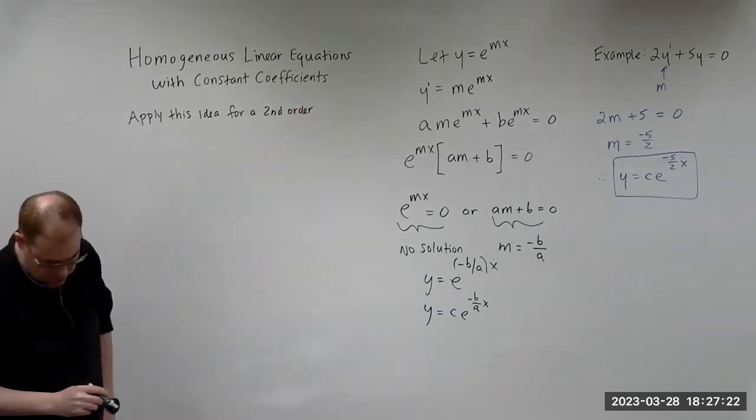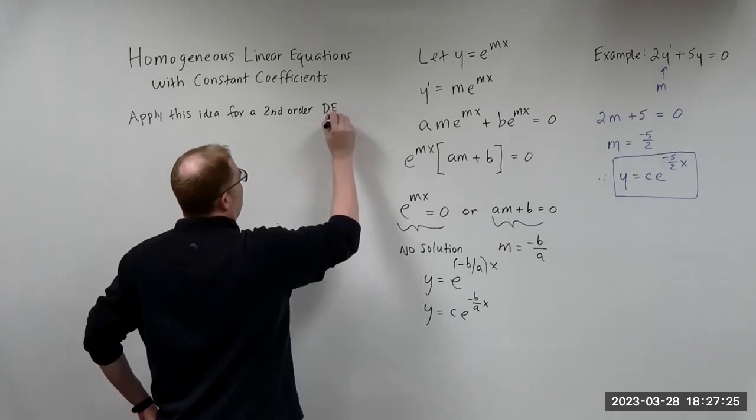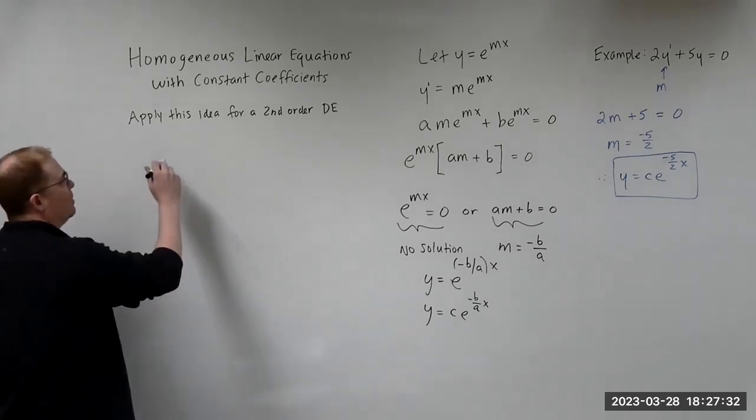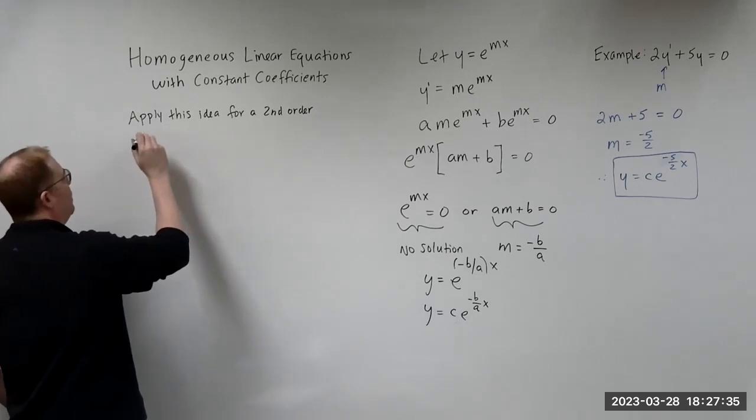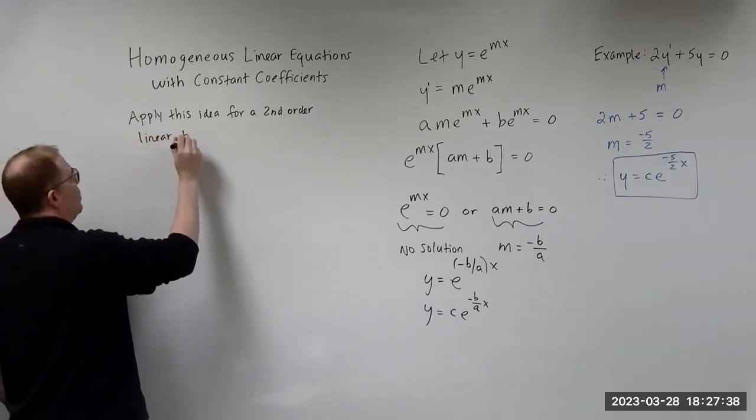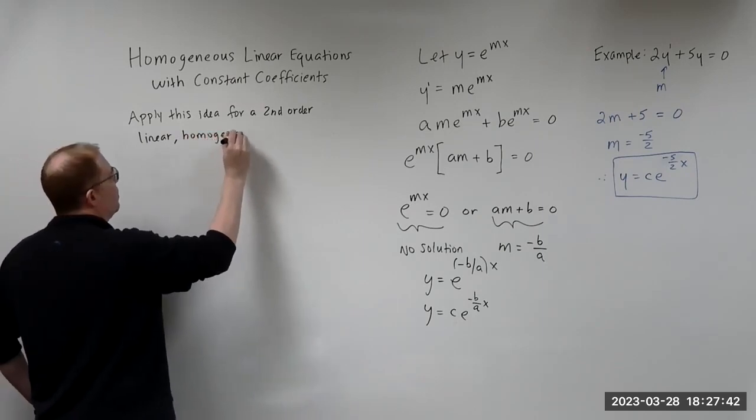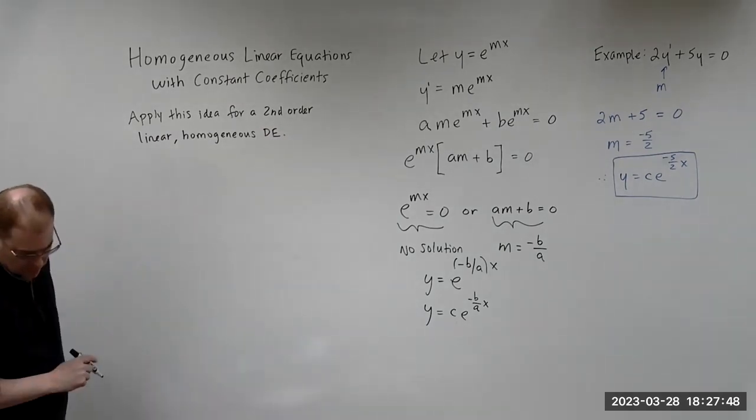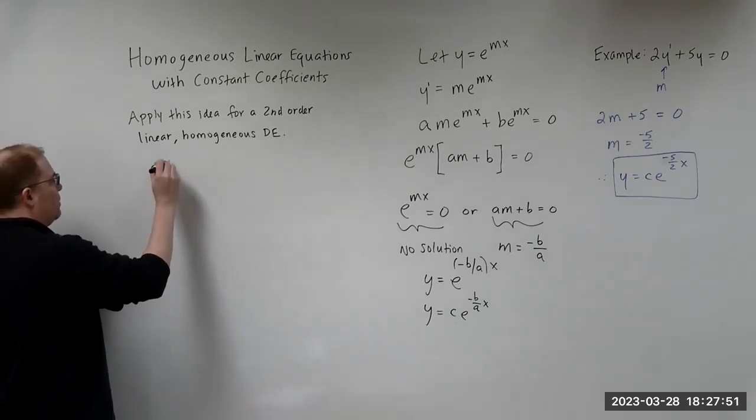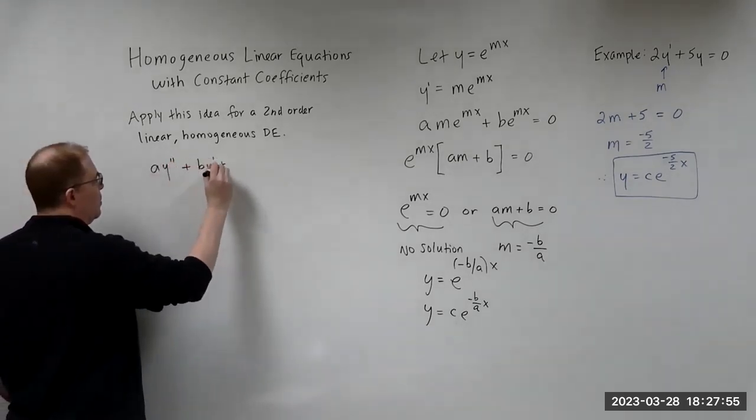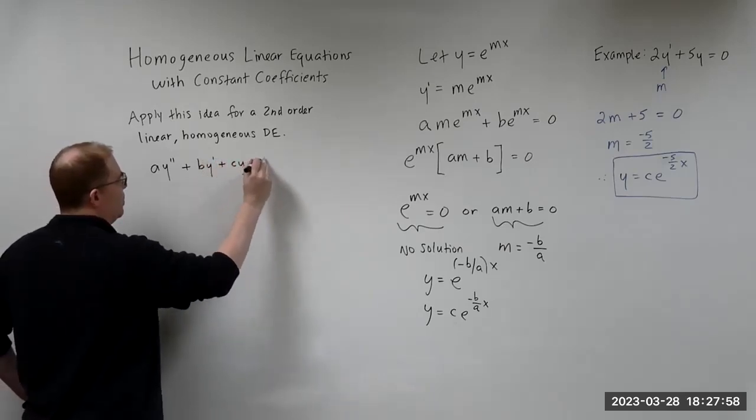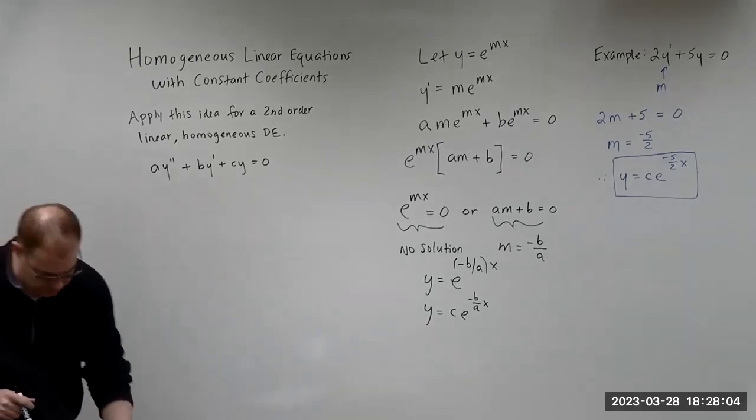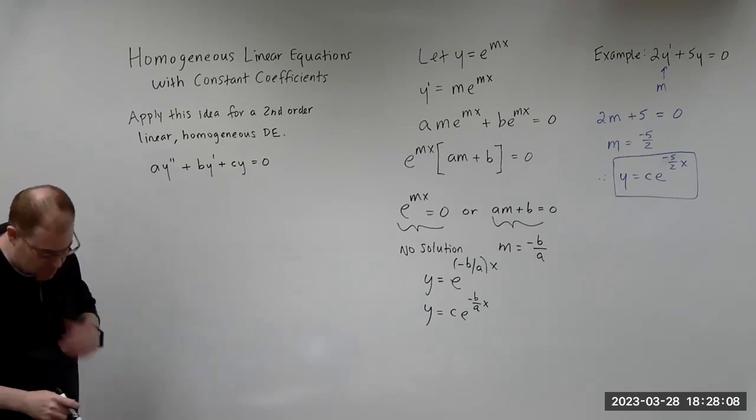Okay, so for a second order linear homogeneous differential equation, here's the second order that we're going to look at. It's the general form: A times y double prime plus B times y prime plus C y equals zero, where A, B, and C are constants.